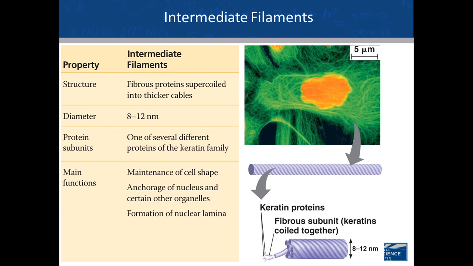As we have mentioned, found between the size of a microtubule and a microfilament are the intermediate filaments. They are a collection of different kinds of protein structures. Their main function is to help maintain the shape of the cell, the anchorage of the nucleus and certain other organelles, and the formation of the nuclear lamina.